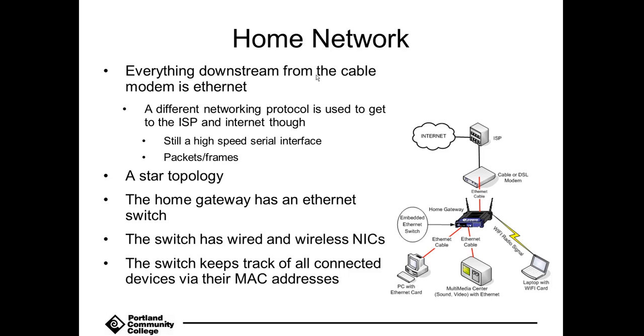Now in your home network, everything downstream from the cable modem is Ethernet. We use that word Ethernet, but Ethernet tends to exist in a local area sense. Ethernet is not great for communicating over long distances. Now, your home network is networked in with the world, but using different technologies that are not technically Ethernet. Still has a high-speed serial interface. There's still packets and frames, but it's not the Ethernet that we're talking about. Anyway, home network is a star topology.